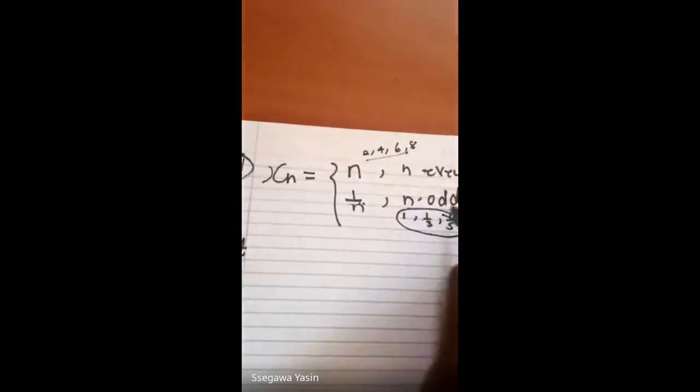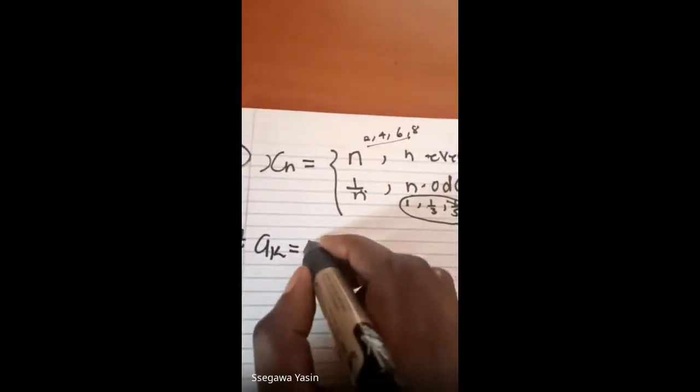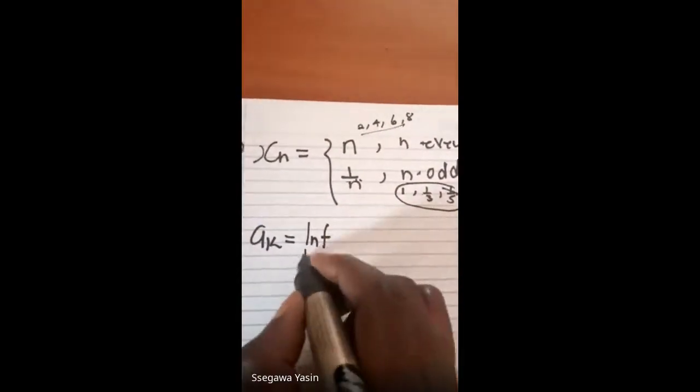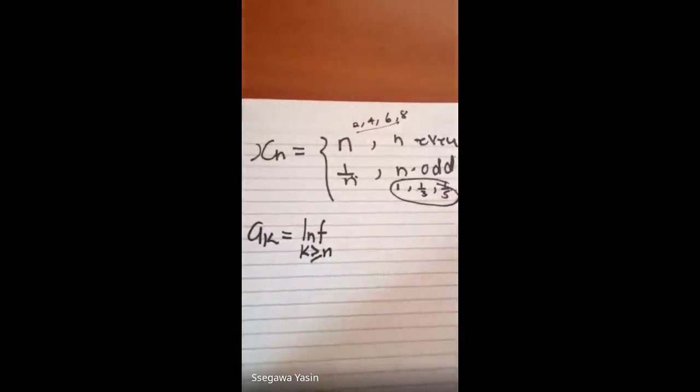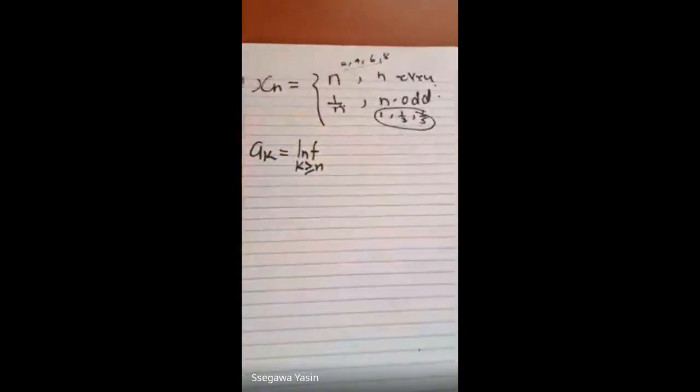So I'm going to pick A to be this. Let my AK equal this, and we say the AK is the infimum of this for K greater or equal to N. Or let's see, I can use the other one around. Let me see this.